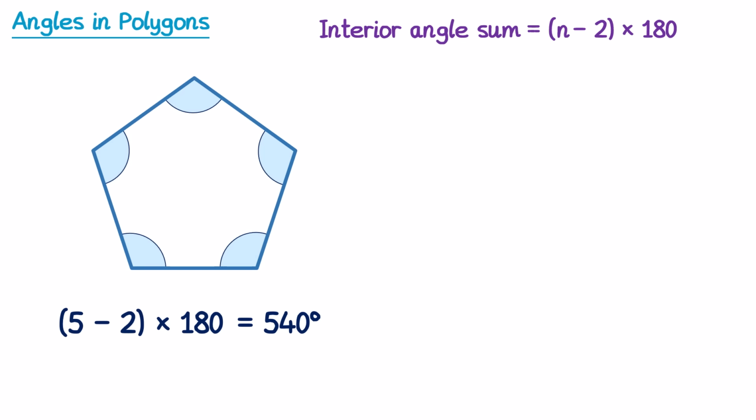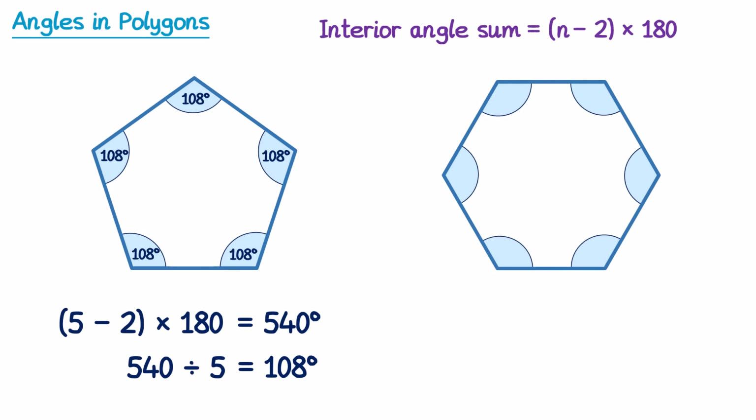So we can actually find out the size of each of these angles by dividing the sum by how many angles there are. The sum is 540 and there are 5 angles, so 540 divided by 5 gives you 108. This means that all of these angles must be exactly 108 degrees. We can do this for any regular polygon. For example, this regular hexagon here.